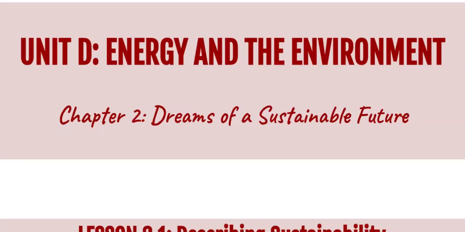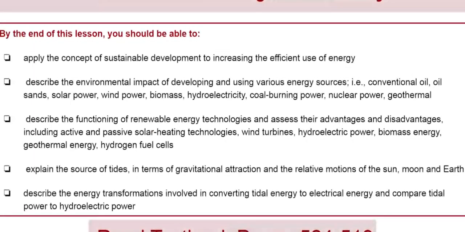This is Unit D, Chapter 2, where we're looking at dreams of a sustainable future. In Lesson 1, we're looking at sustainability, and we are going to be exploring two types of electricity generation, geothermal and tidal. But first, the lesson starts off with sustainability. So we are going to be looking at the concept of sustainable development.